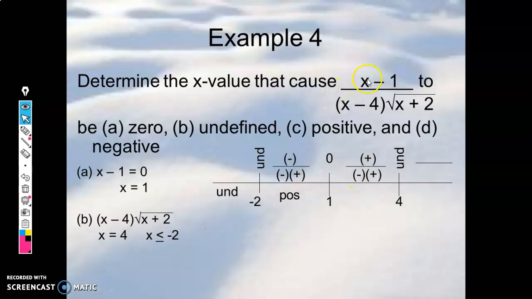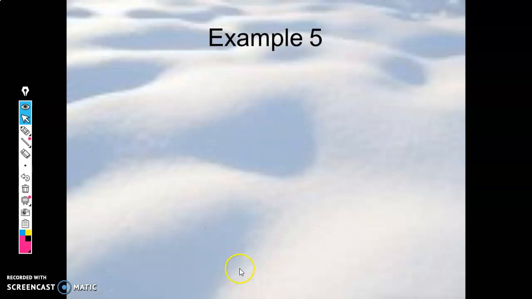So here, pick a number like maybe 2. You'd have a positive value on top, a negative there, and then a negative result. So this region is negative, and then over here it's all positive. So pick like 5 and put it in. Okay, so letter C is the positive regions, between negative 2 and 1, or 4 to infinity. And letter D is the negative regions.